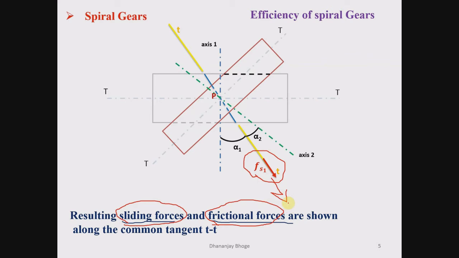Now the corresponding frictional force will act in opposite direction to Fs1, correct? So on the opposite side, show Fr1, which is the frictional force arising as a result of sliding force Fs1, and both the forces will act in opposite direction.